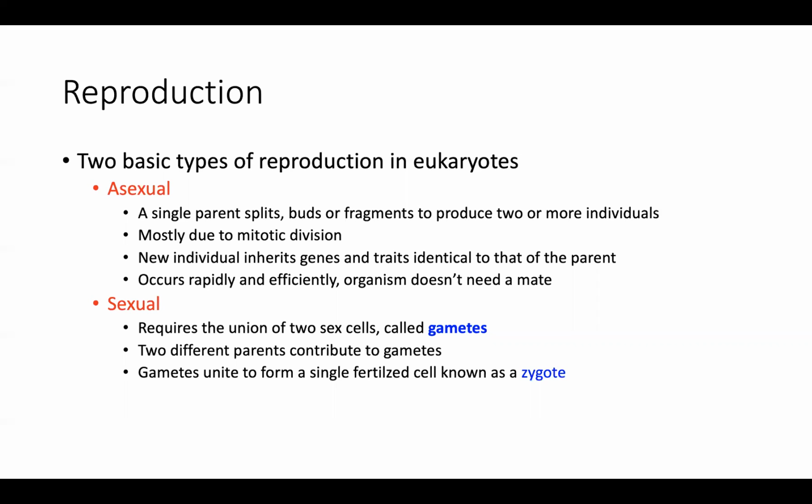You see that in organisms like yeast, right? And so asexual reproduction is going to be due to that mitotic division that we discussed before. What's happening here is that these new individuals being generated inherit the same genes and traits that are identical to that of the parent, all right? This process occurs quite rapidly. It's a very efficient process, as this organism doesn't necessarily need to mate and go through all of the other steps that would be required in sexual reproduction, all right?